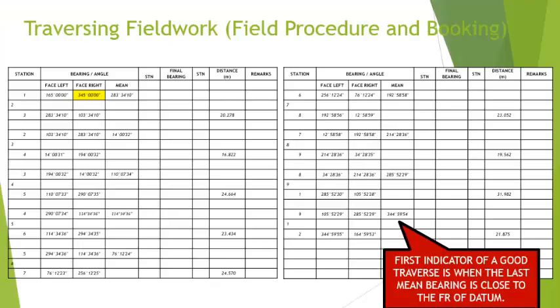Alright. That's all for the basic field procedure and booking. In the next video, we are going to learn how to apply corrections on the connectivity, called the C correction, and find the final bearing, followed by the calculations of traverse misclosure, the latitude and departure, and finally the coordinates.